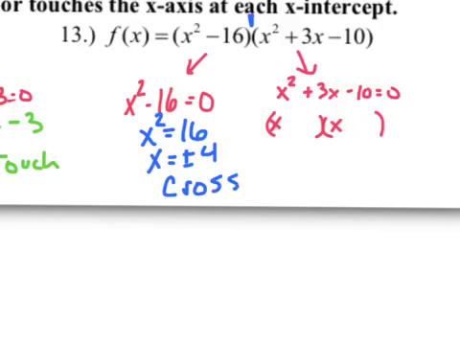On my last one, x squared plus 3x minus 10, set it equal to 0. I'm going to factor x plus 5 and x minus 2. So my answer is x is equal to negative 5 and positive 2. The number on the outside is a 1, so it's cross as well.